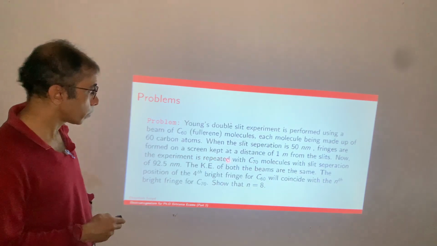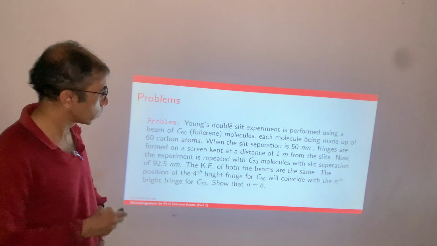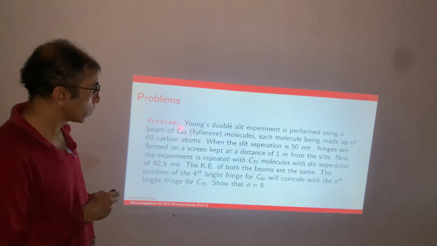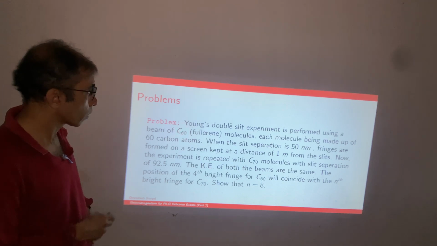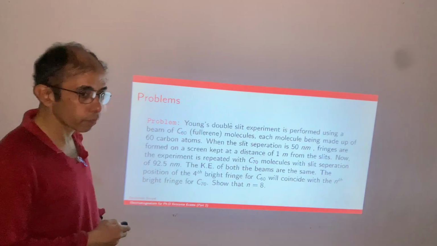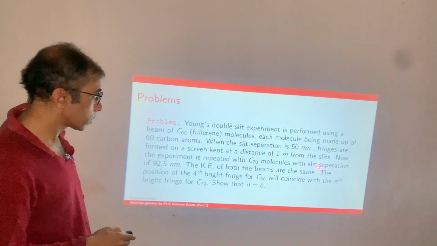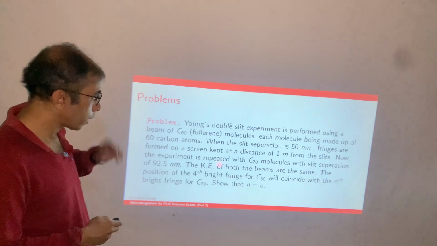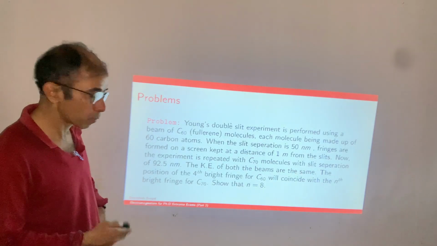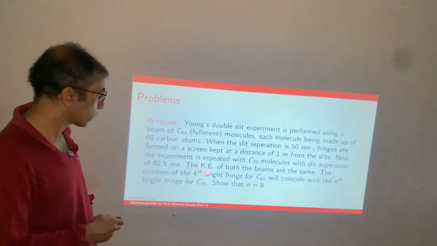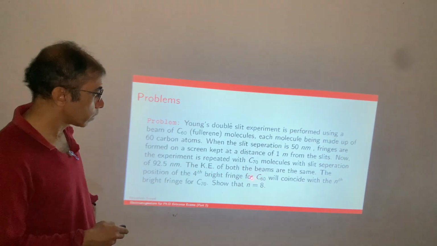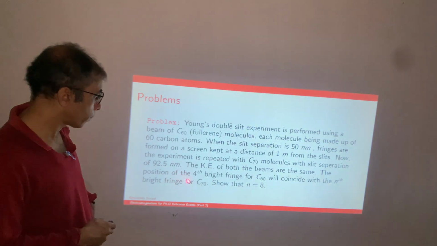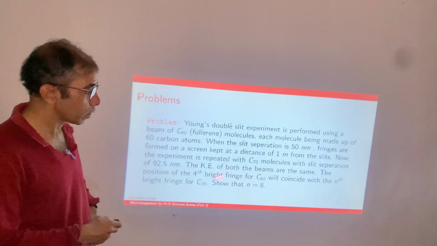Now the experiment is repeated with C70 molecules instead of C60. Here there are 70 atoms of carbon, with slit separation of 92.5 nanometers. The binding energy of both the beams is the same. This is the given problem. The position of the fourth bright fringe for C60 will coincide with the nth bright fringe for C70. Show that n is equal to 8.